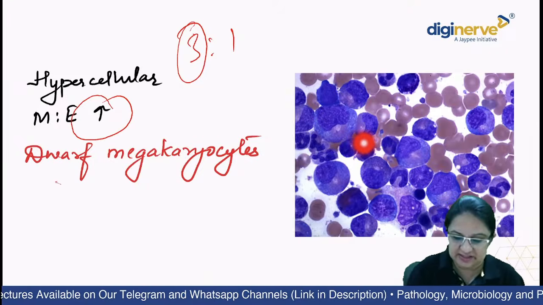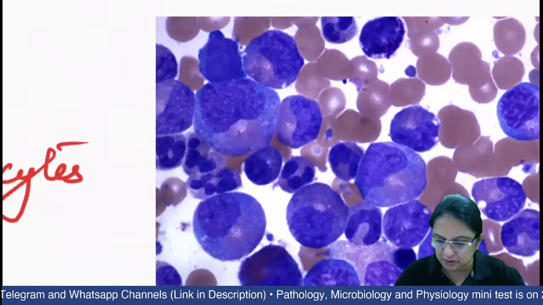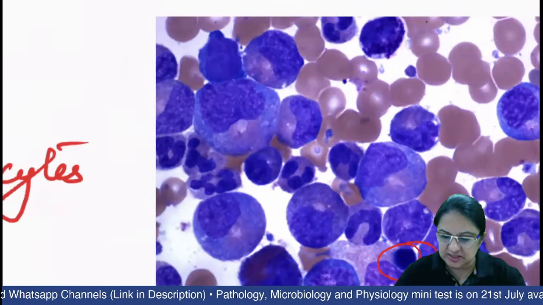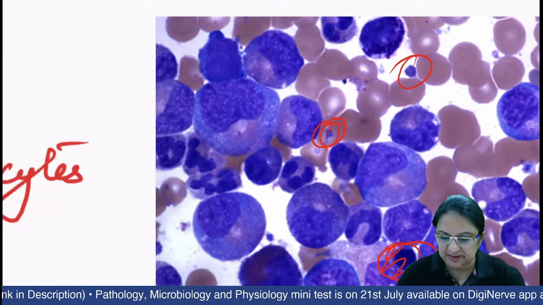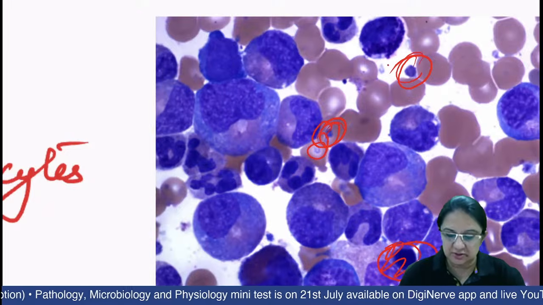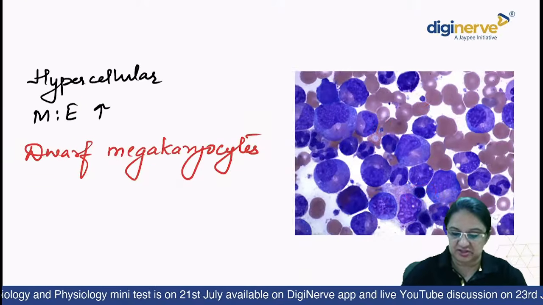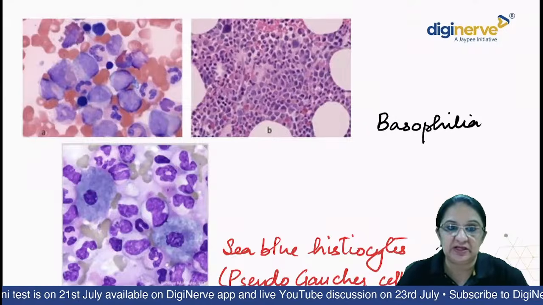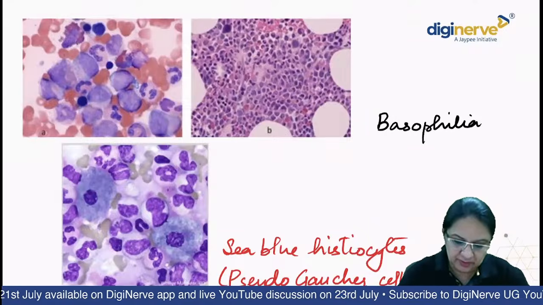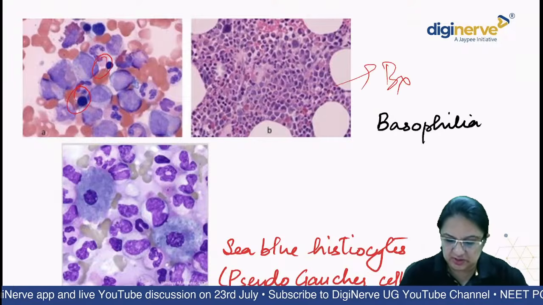The characteristic feature that you see are small platelets, okay? These are small platelets, right? So these are called dwarf megakaryocytes, right? And what else do you see? You see basophilia, increased number of basophils. Basophilia, even on the biopsy, you see basophils.